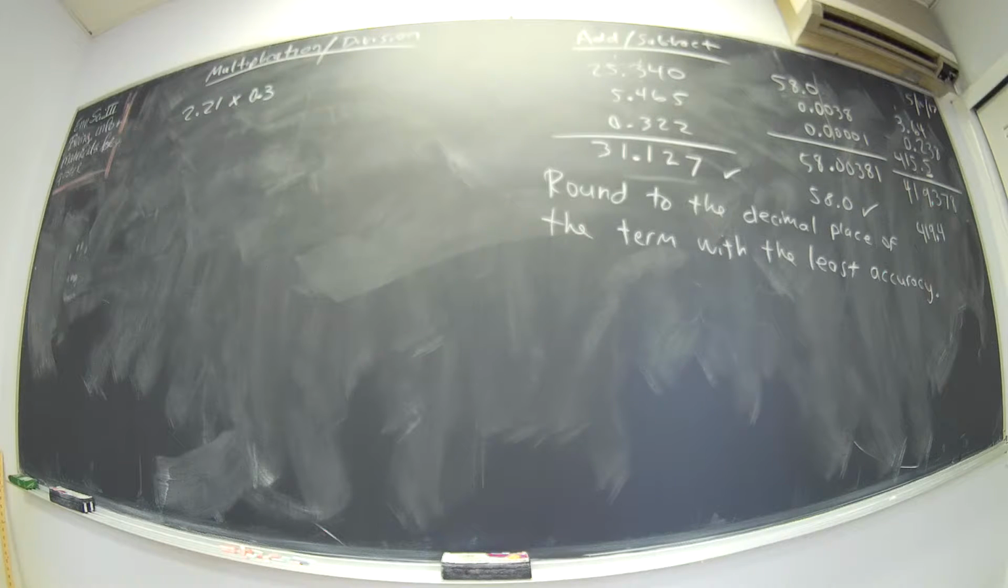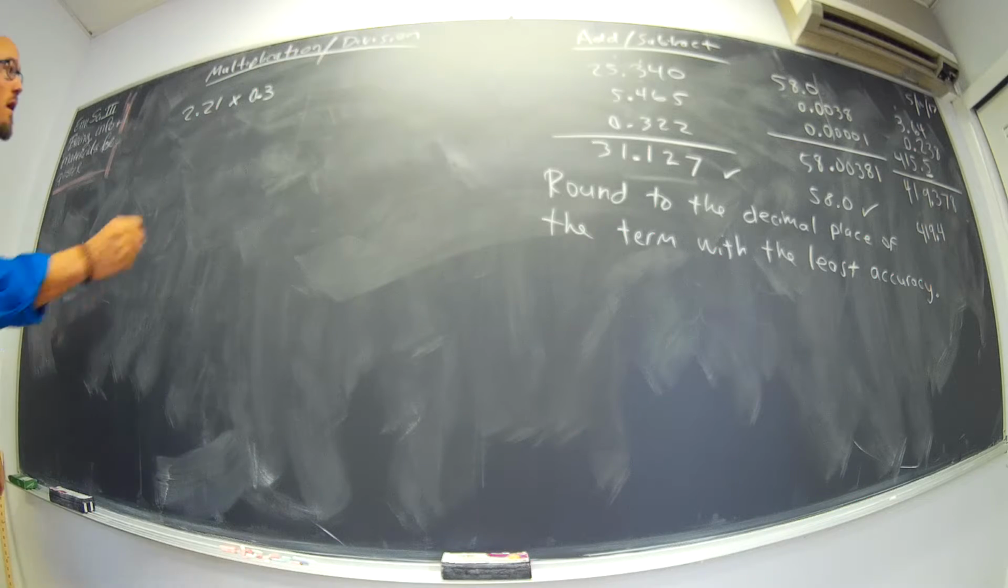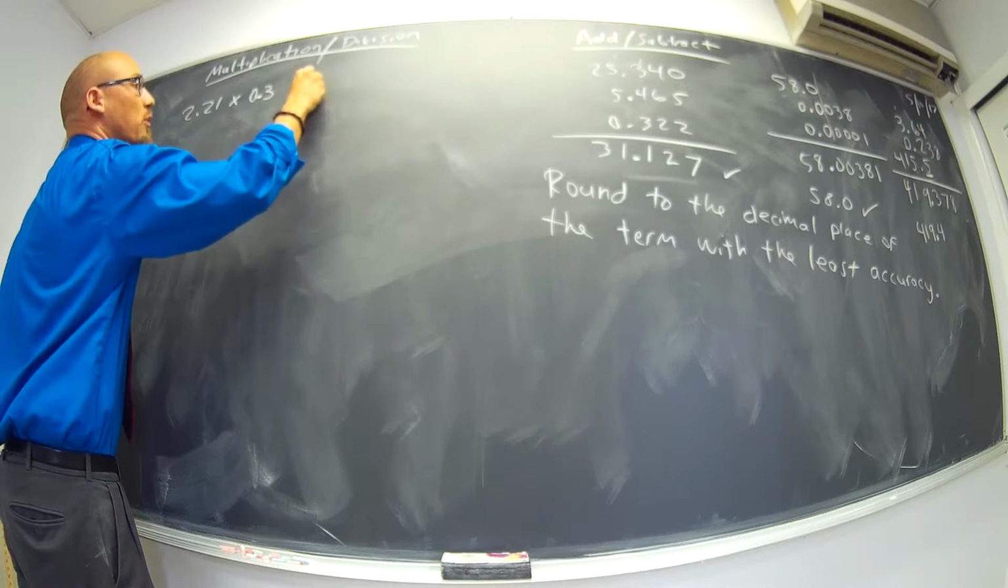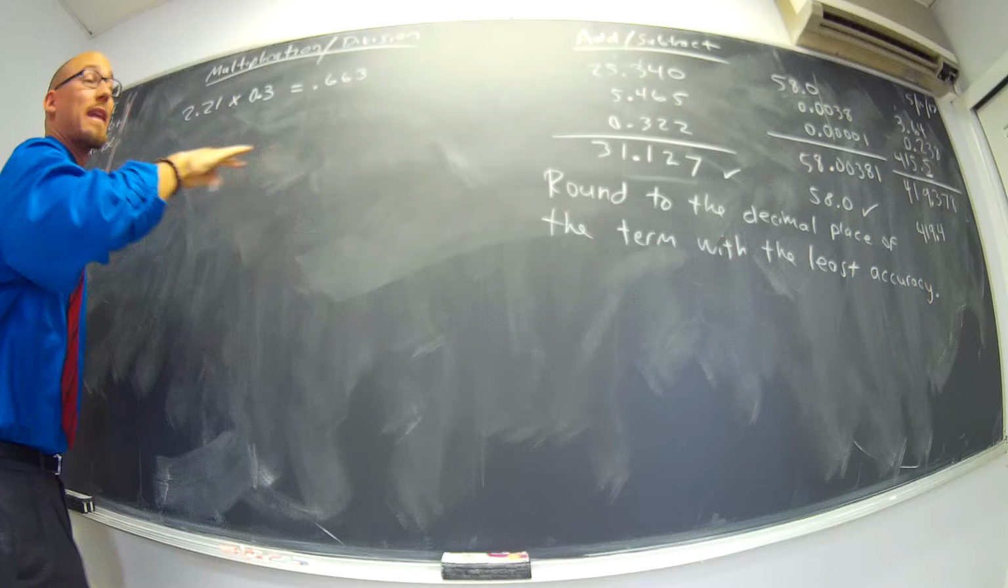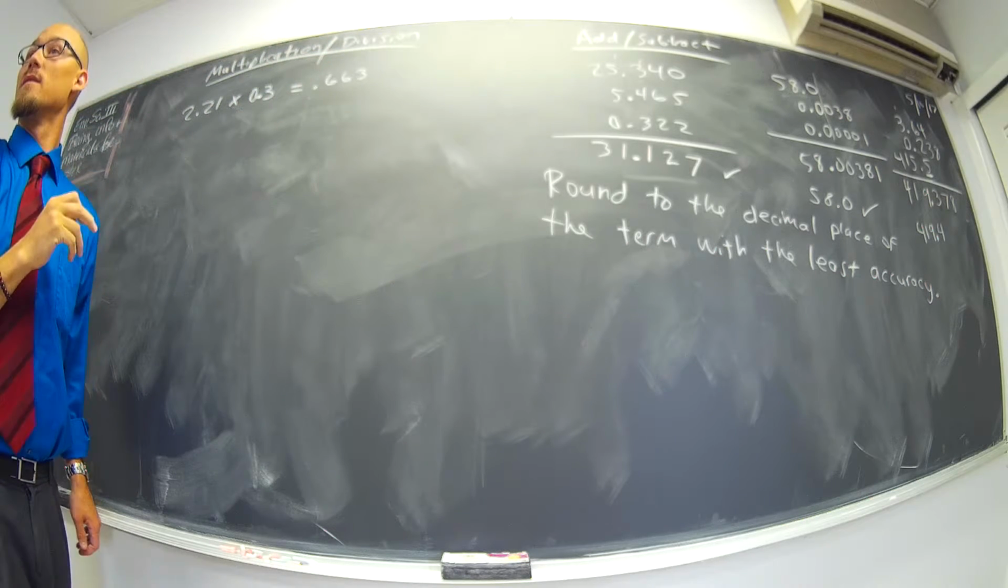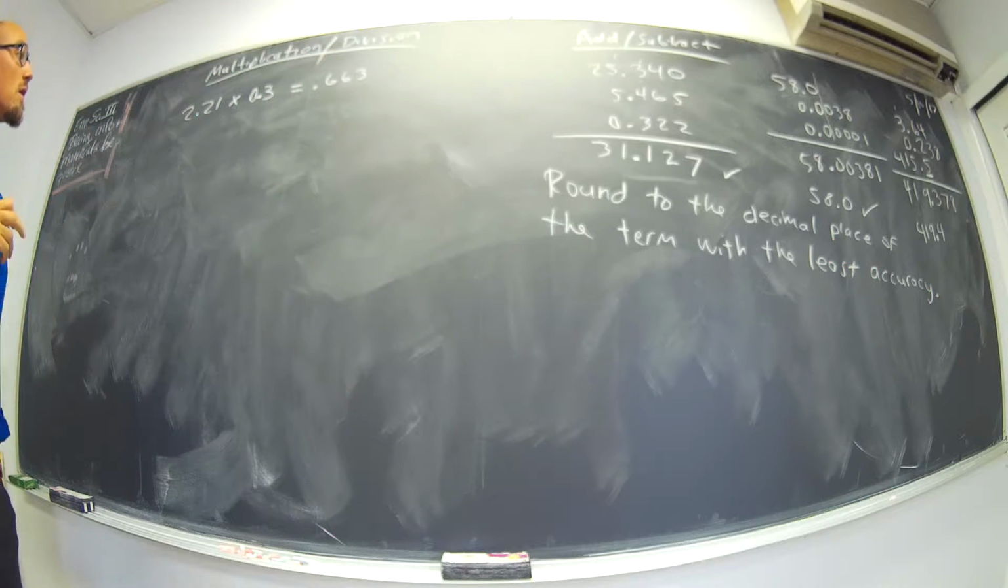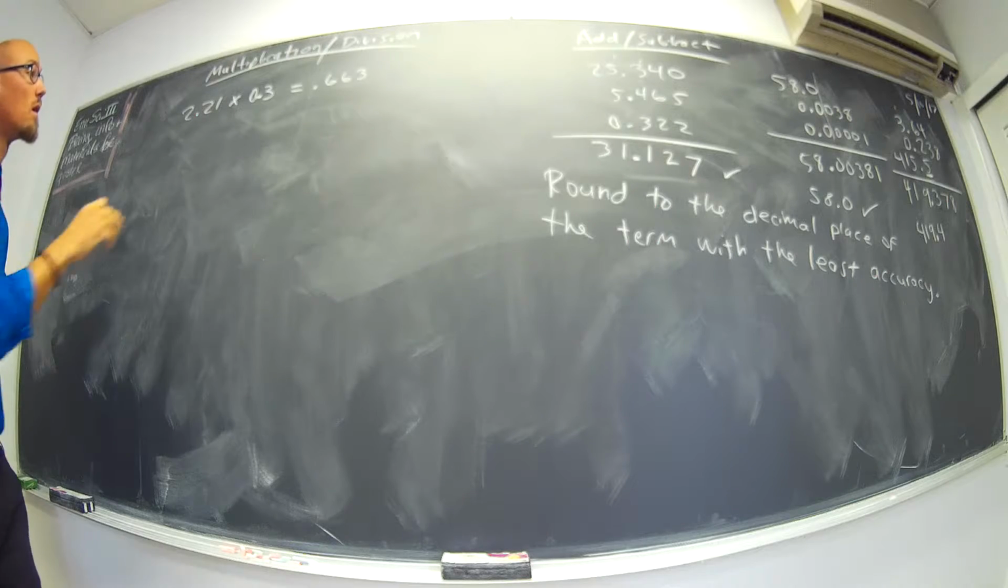Anyone else have a calculator? 0.663. Is that it, or does the decimal keep going? That's it. It stops. 2.21 times, oh no, yeah, sorry.